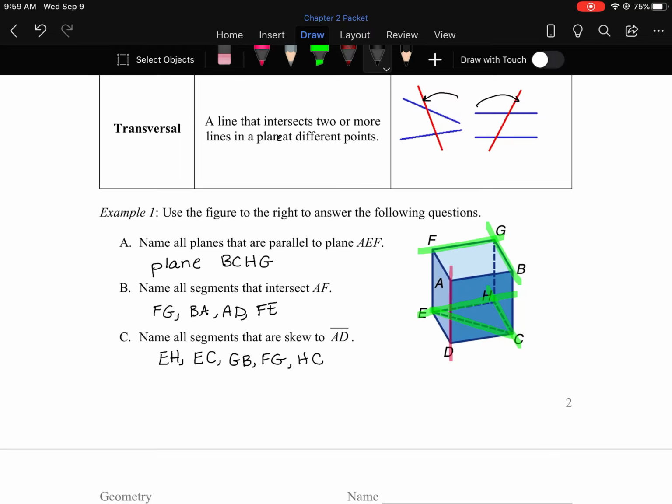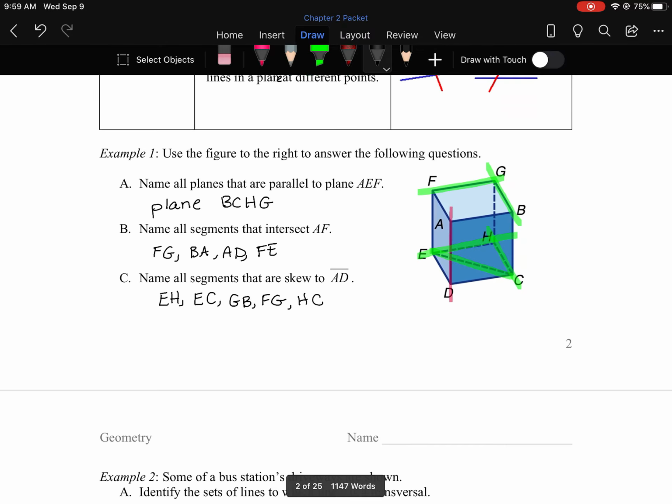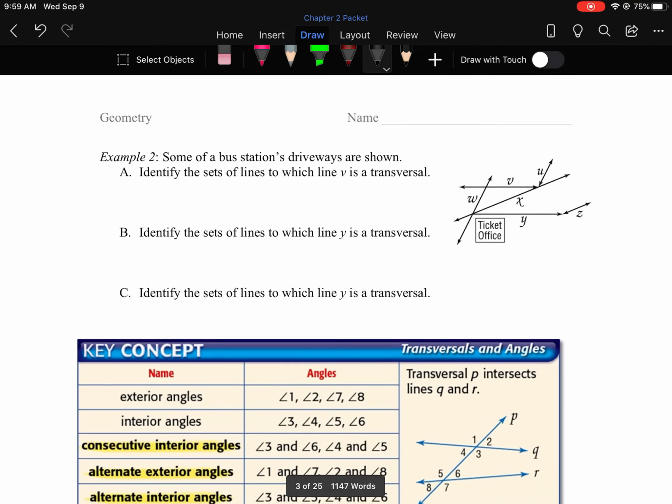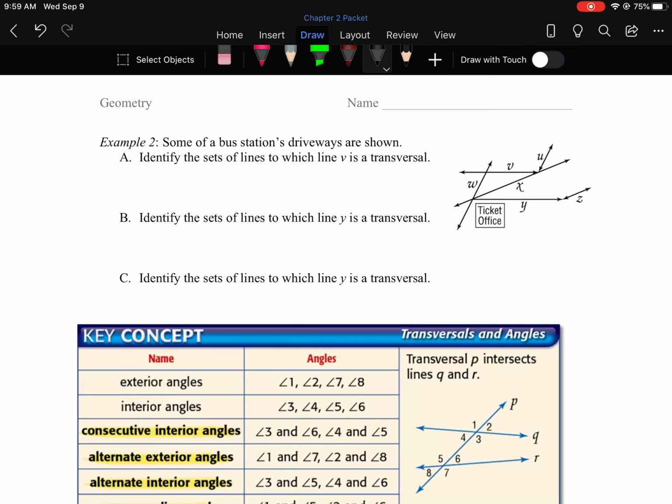All right, so I think that's all of them. All right, let's move on to example 2. This will probably be your least favorite of the day because it seems a little bit weird, but it's just having you recognize what a transversal is.